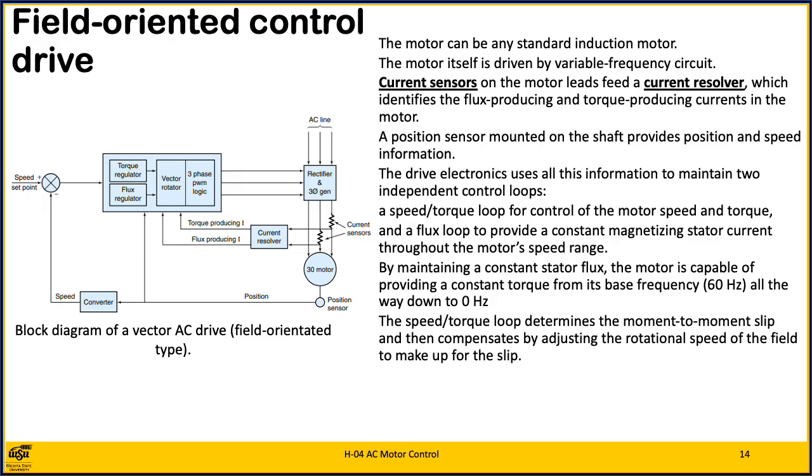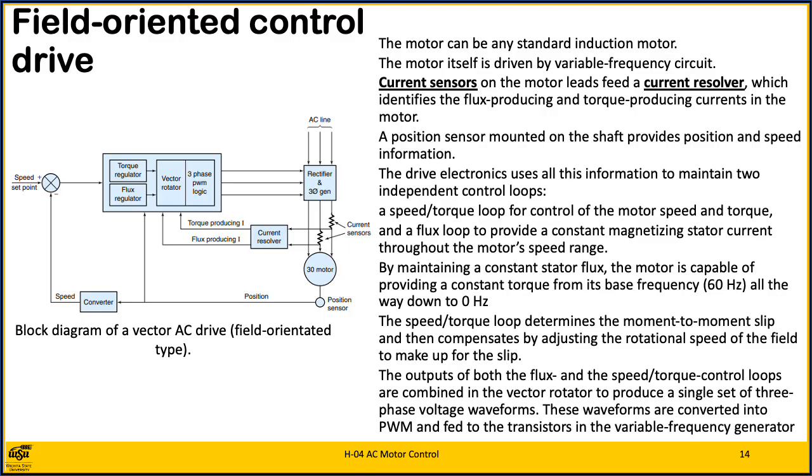The speed-torque loop is able to determine what the moment-to-moment slip is. Some slip is necessary for any induction motor, and the loop then compensates by adjusting the rotational speed of the field very precisely with the windings so as to make up for the slip. This process can keep the motor running at exactly its set point speed, regardless of the torque demand. The outputs of both the flux and the speed-torque control loops are combined in the vector rotator to produce a single set of three-phase voltage waveforms. These waveforms are converted into PWM and fed to the transistors in the variable frequency generator.